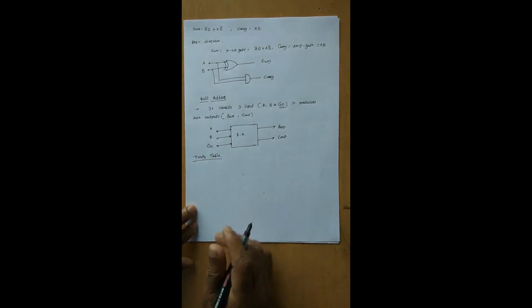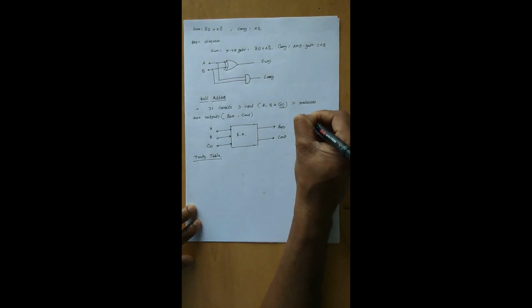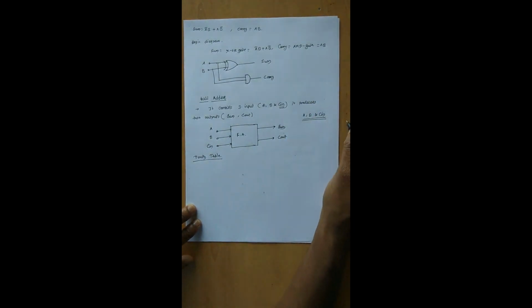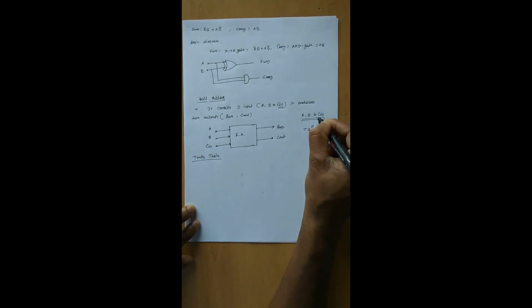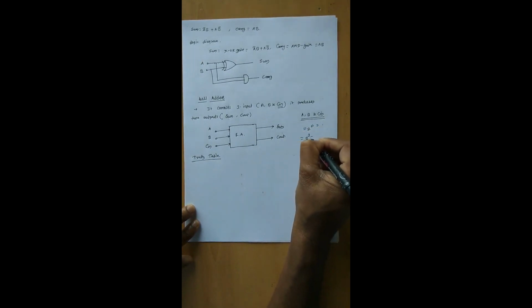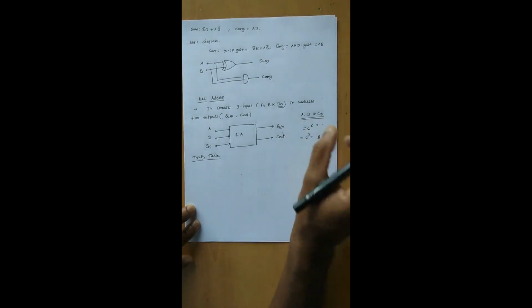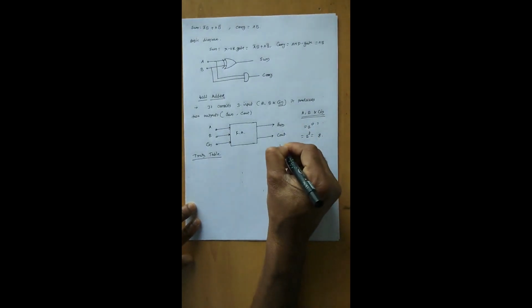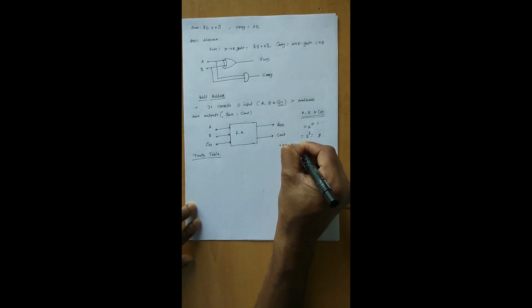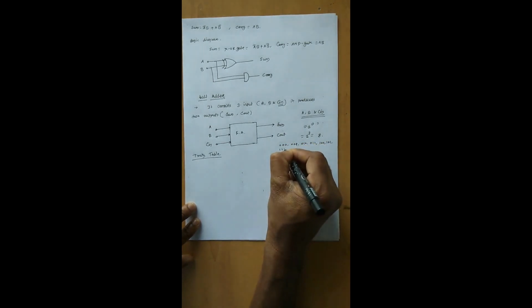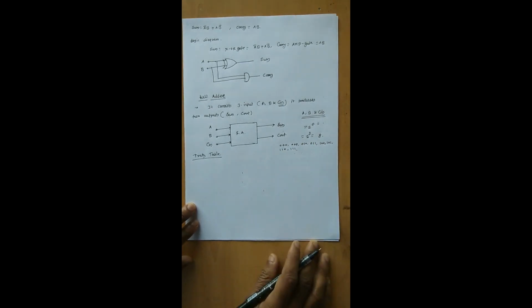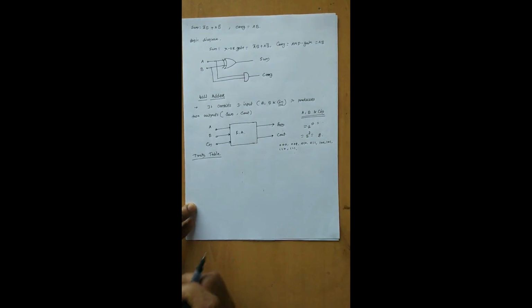So let's go through the truth table. Before drawing the truth table, the inputs are 3: A, B and C in. To find the maximum number of values, we use the formula 2 raised to n, where n is the number of inputs, which is here 3. So it produces 8. With the help of these 3 input combinations, we can represent values 0 0 0, 0 0 1, 0 1 0, 0 1 1, 1 0 0, 1 0 1, 1 1 0 and 1 1 1. These are the 8 different values for these 3 inputs.